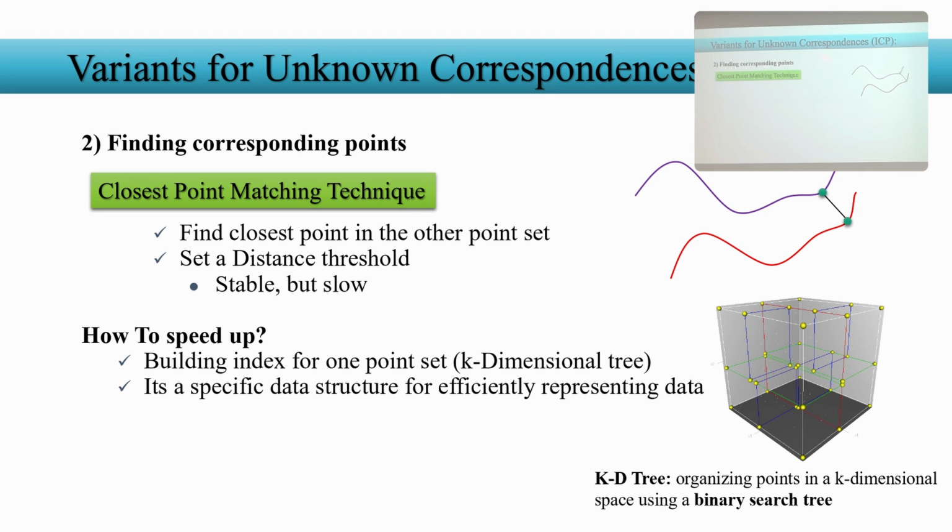Number two is finding correspondences of the points, where we have the closest point matching technique. The idea is finding the closest point in the other point set. We can have thresholding. It means that if you have a point A, don't match it with very far ones. Match it with somewhere close by.